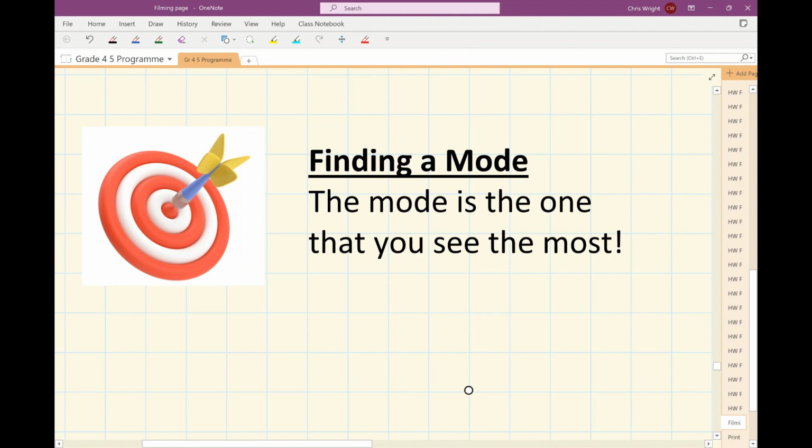So, to conclude, to find the mode, you find the number that appears the most. The mode is the one that you see the most. Hey diddle diddle, the median's the middle. You add and divide for the mean. The mode is the one that you see the most.